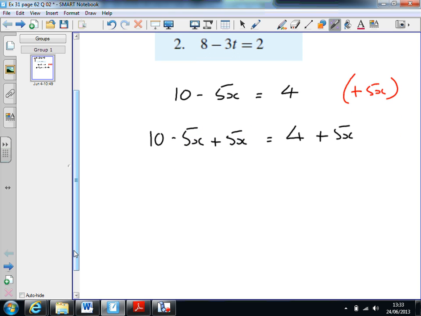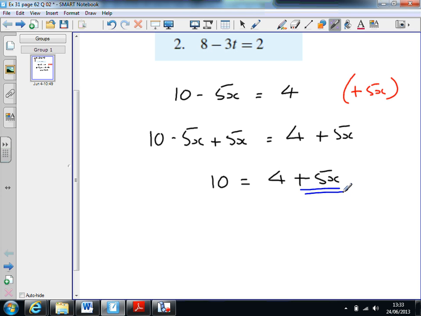So I could effectively write this immediately. 10 equals 4 plus 5x. So you could skip that step and just go straight from here to here. I'm adding 5x to both sides. And you can see by that the 5x is now positive on the right-hand side.